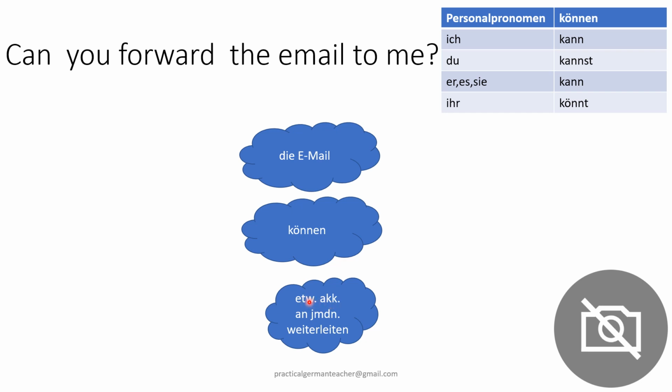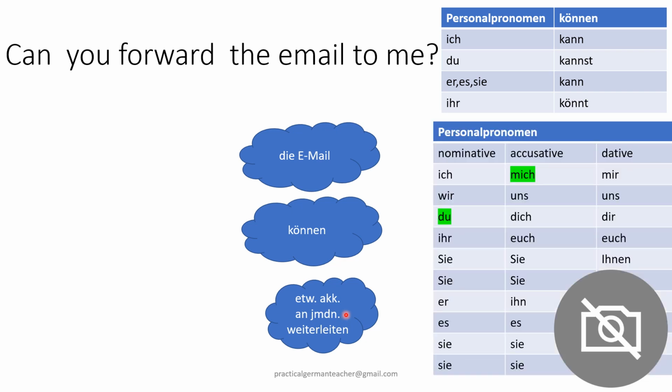If there is an article, you have to use the accusative article. And then after an, you have jmdn. This is an abbreviation for jemanden, meaning someone. And sometimes it might be jmdm. for a different verb. If there is an m at the end, it means it is an abbreviation for jemandem, but jemanden means accusative, jemandem means dative. They both mean the same in English, someone.